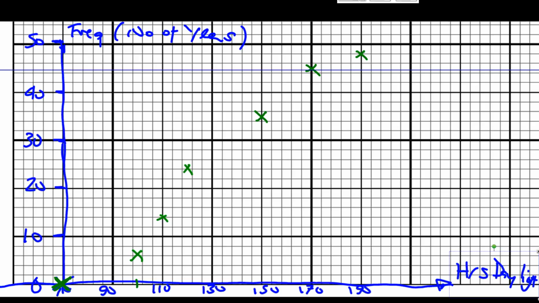We can now either join them with a curve, or we can do straight lines between the points. Apologies, not straight enough. There we go. So we've now got a straight line graph here. I've done it in straight lines. You could have put a curve through it. It's properly labeled throughout, and we've got all the data that we need.